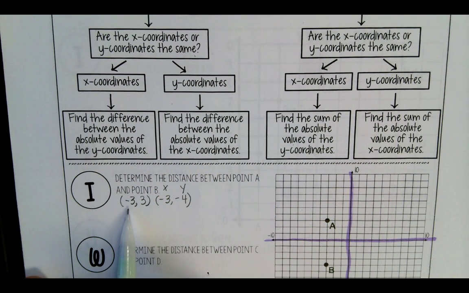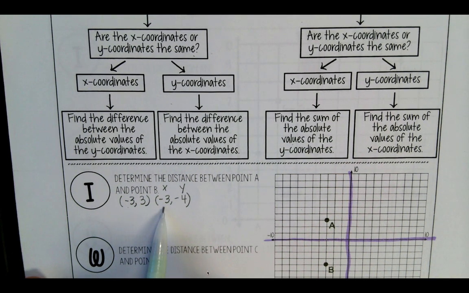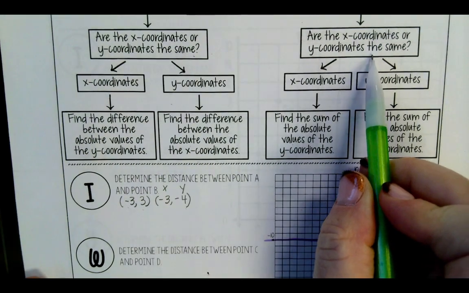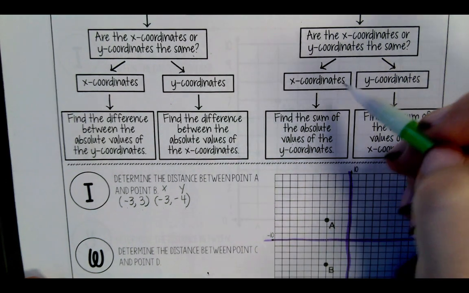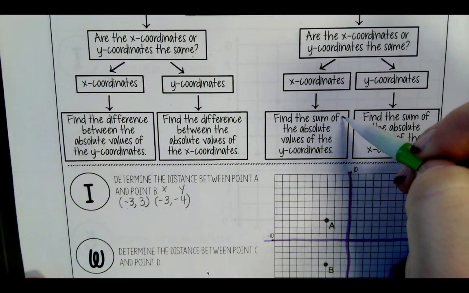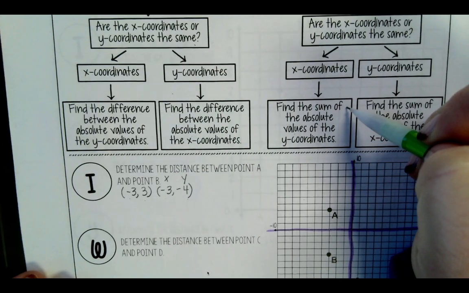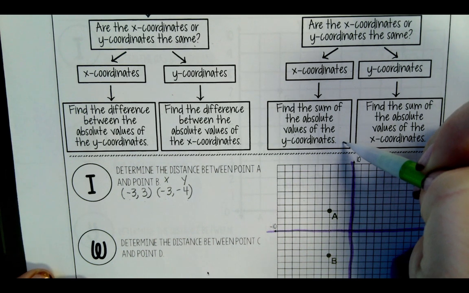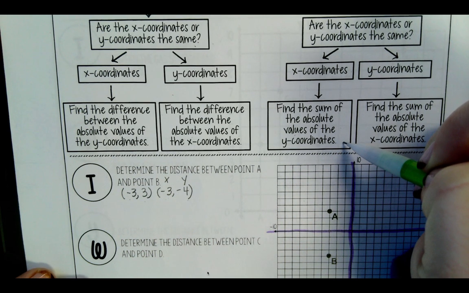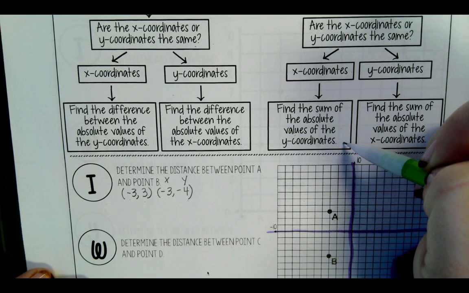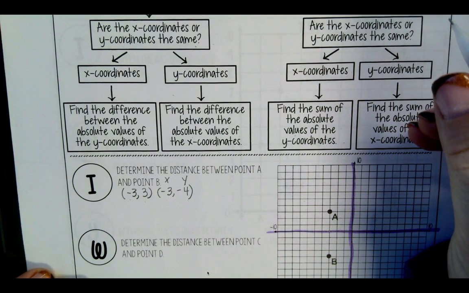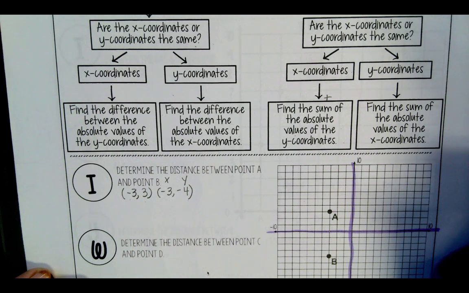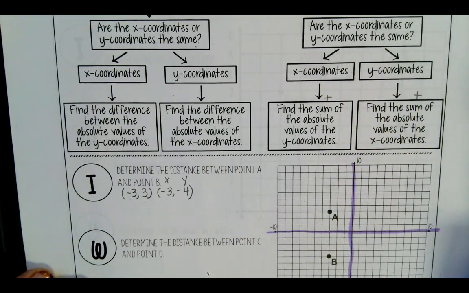And the reason why this is important for this next part is because I have to figure out which is the same. So I'm looking at my x's. They're both negative 3, and my y's are 3 and negative 4. So which ones are the same? The x's. So go to here. If you know your x's are the same, find the sum of the absolute values of the y coordinates. Now hang on a minute, there's a lot of vocabulary there. What does sum mean? Yes, Whitley? What operation, dear? Yes, addition. Thank you. So I'm going to put addition above that.